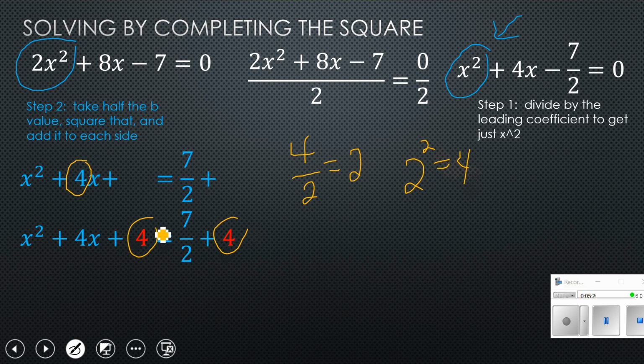Okay, and the reason we've done that is we want this side over here to factor really nicely. And by the fact that we've taken half the b and squared it and added to each side, it allows us to factor it super easy every time. So we'll take a look at that here.